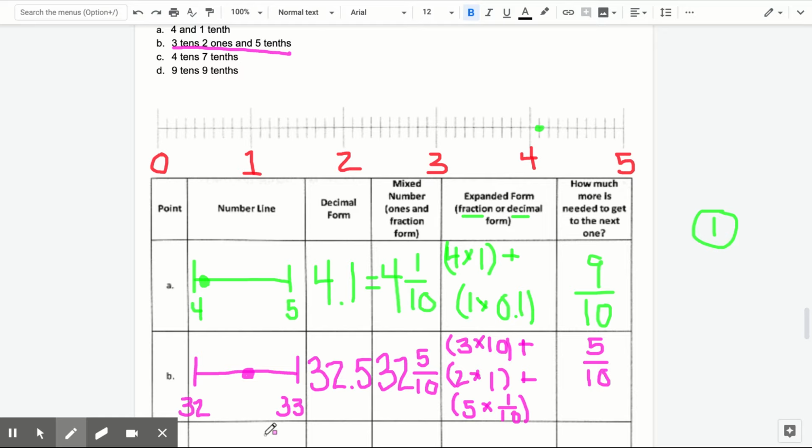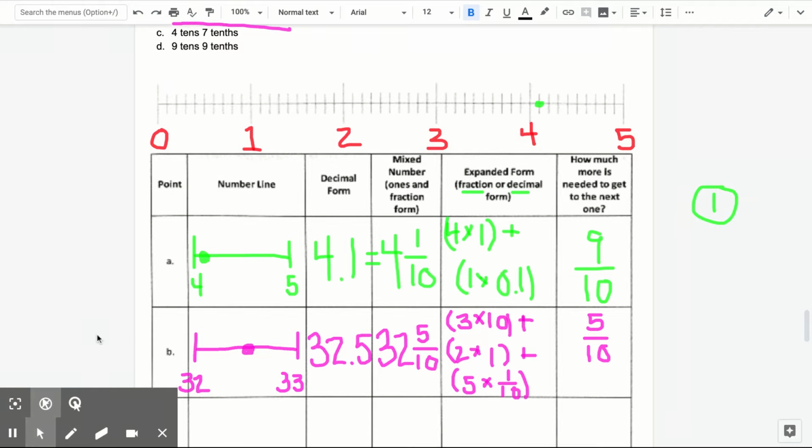So this is basically just taking everything we've done the last 3 days, decimal form, fraction form, expanded form that we just practiced up top, and popping them on a number line, and putting it all together in a chart so you can practice doing all of your new skills at the same time. All right, we've got 2 more.